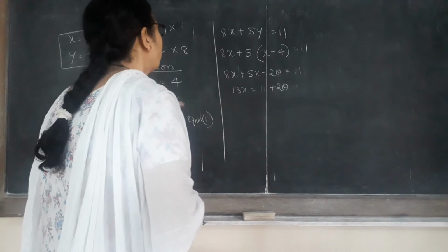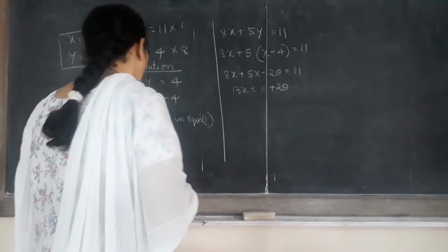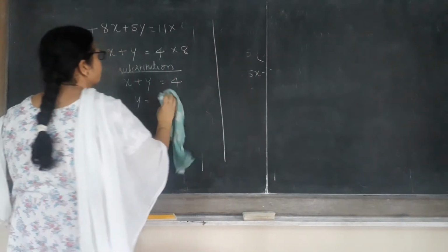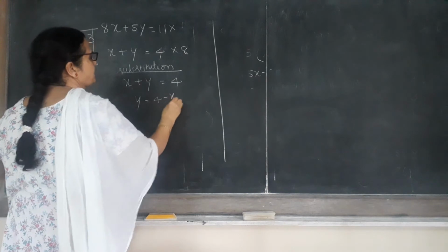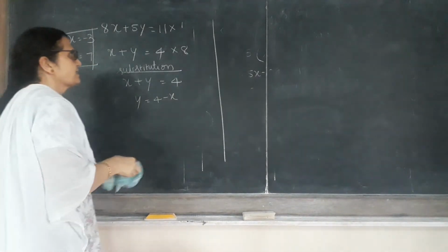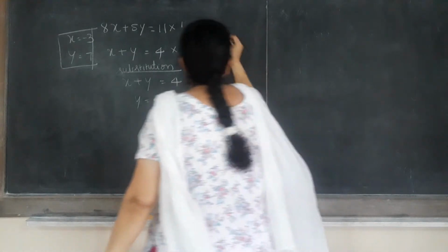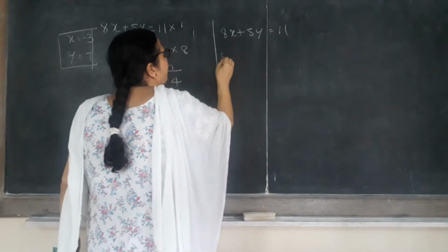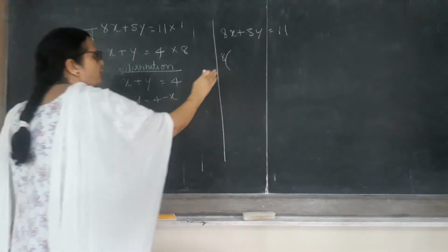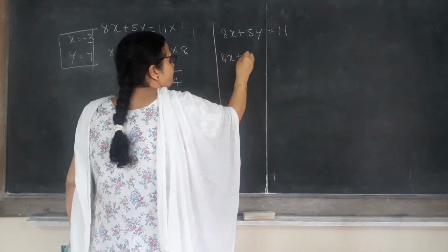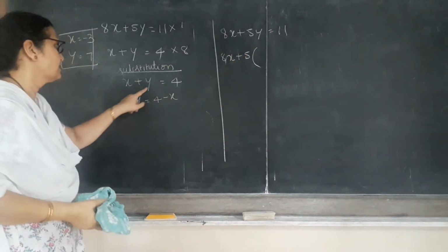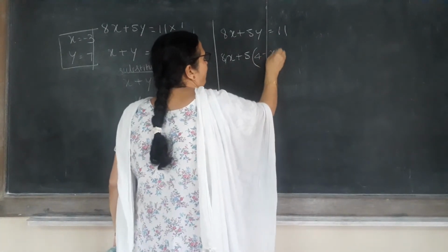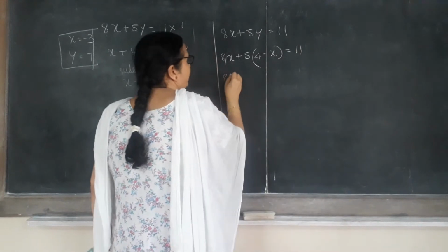Is that clearly understood? See, y can be written as 4 minus x. y is equal to what? 4 minus x. Take the second equation, then the first equation: 8x + 5y = 11. 8x you take as it is, plus 5, and y can be written as 4 minus x, is equal to 11.